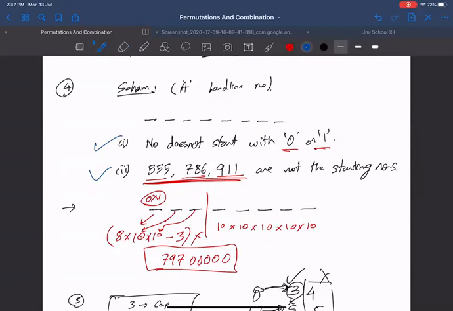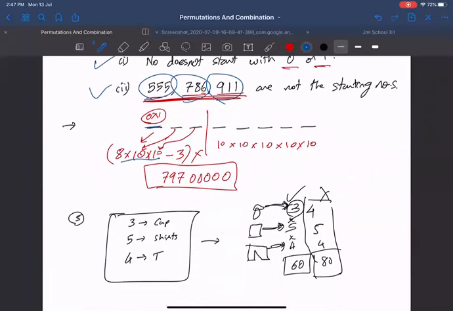So we have broken this sum into 2 parts. On this side there is no problem, so there are 10^5 ways we can do this. And for this side we have all possibilities, but 0 and 1 cannot come here. So that means there are 800 possibilities minus these 3 numbers. So 800 minus 3, which is 797, multiplied by 10 raised to 5.